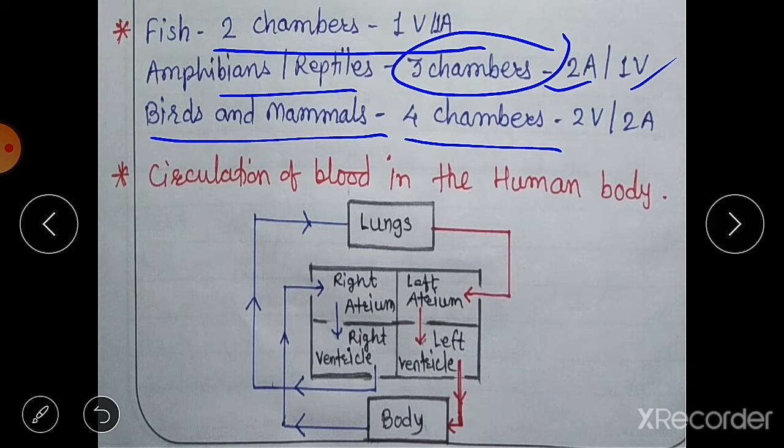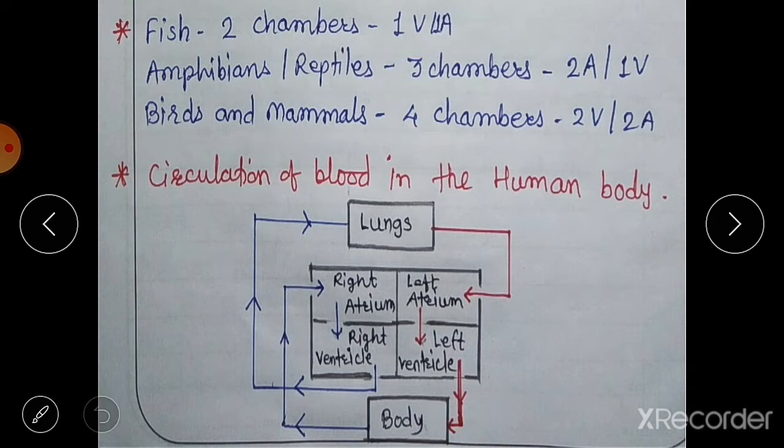Now how this blood flows in the human body, you can see in a flow chart here. This is the flow chart, and here you can see the right atrium, right ventricle, left atrium and left ventricle. Now how it flows, see, deoxygenated blood is first brought to the right atrium here. From here this blood is pushed to the right ventricle.